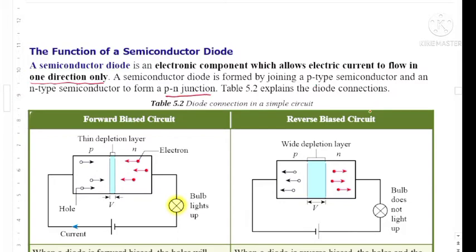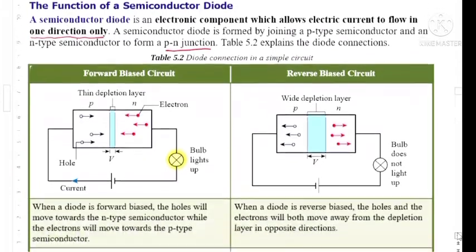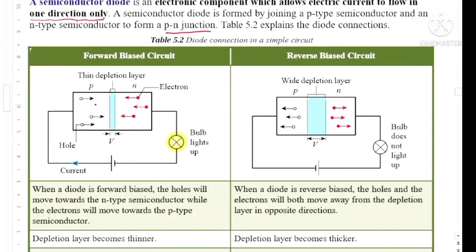Now we want to explain the diode connections. The first one is forward bias. We want to discuss what exactly happens when the diode is forward bias. So this is diode p-n junction. You can see at the junction, this is depletion layer with certain value of junction voltage, or we also call it potential barrier.